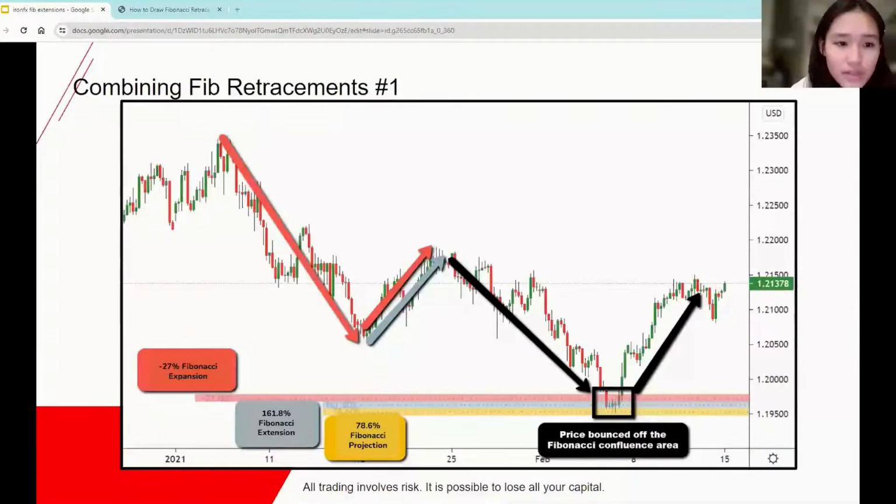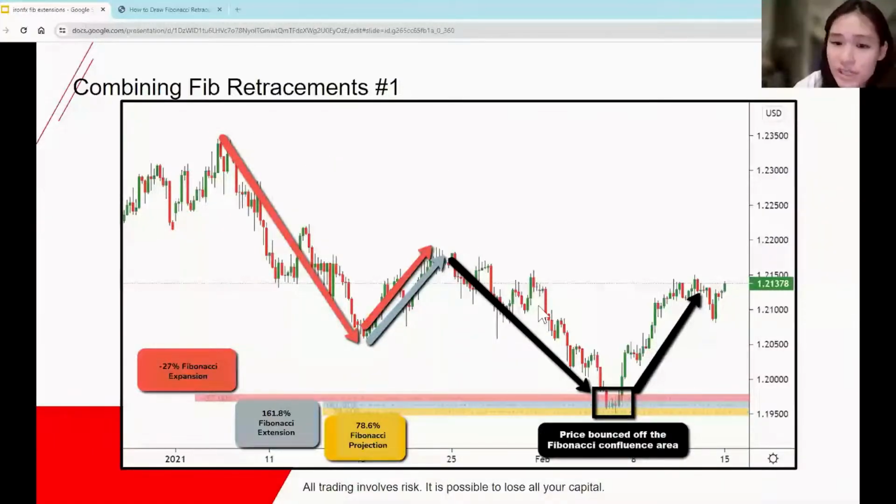Okay, let's combine some Fib retracements. So we have three different methods here. Firstly, we have the minus 27% Fib expansion, and this lines up with a 161.8% Fib extension, and then the 78.6% Fibonacci projection.